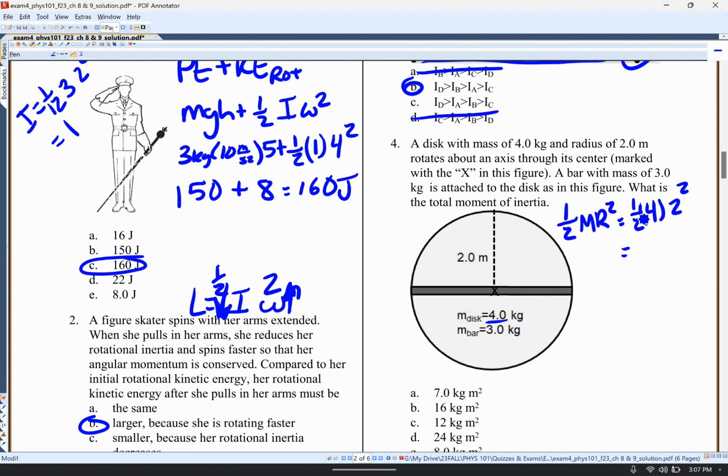And then the bar, the bar is 1/12 m L squared. That's 1/12 of 3 times 4 squared. That's 3 times 16, 48, so that's 4. And so that is 12 kilogram meters squared. I think that's exactly like the free response. Let's just double check.